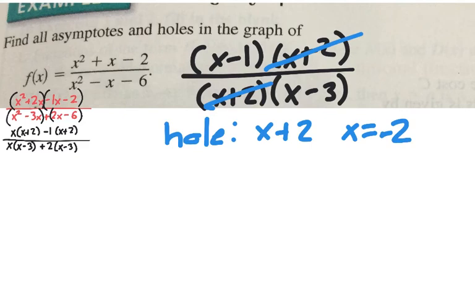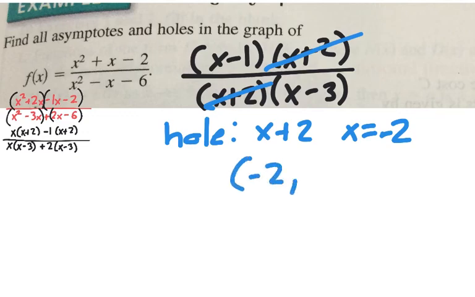So again, I kind of drew for you on the graph what a hole looks like, but a hole is basically just a gap in the graph. So if the graph was supposed to look like this, I erase the point and I put a hole there. So when we write our answer of a hole, we want to write it as an ordered pair because it is just a point. So we know the x value of our hole is at negative 2.